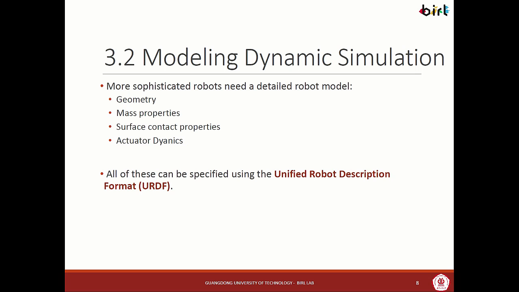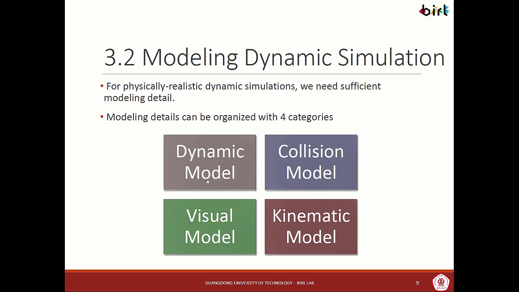All of this can be specified in a file called Unified Robot Description File Format, URDF. Okay? So this is going to be a really important file for you. We're going to look at a lot of it. In the URDF, for physically realistic dynamic simulations, we're going to need 4 models that we need to work on. Dynamic model, mass and inertia properties, collision model, how does the system know when 2 links touch to make a collision, visual model, just how do things look, what is their color and their texture.